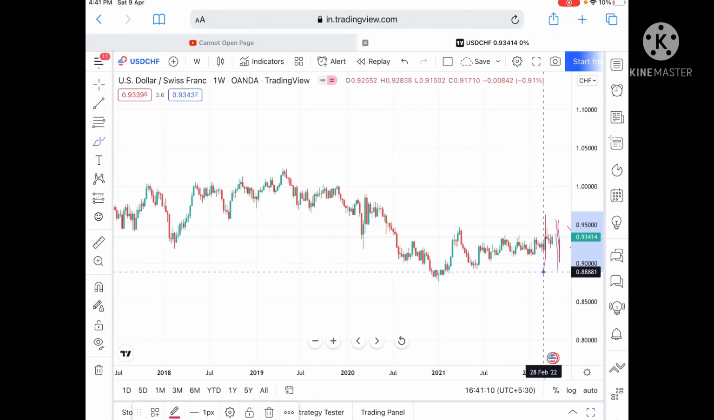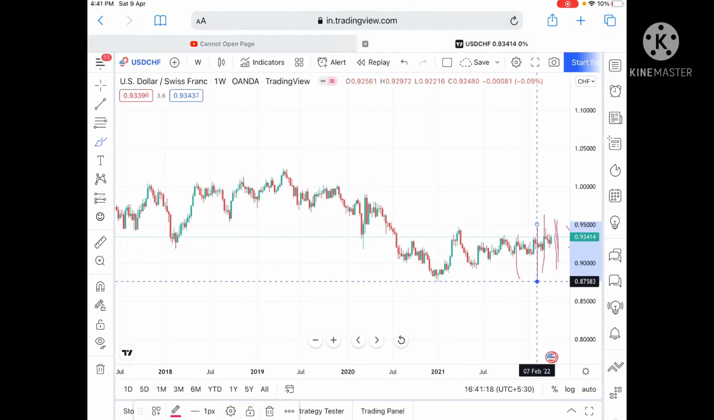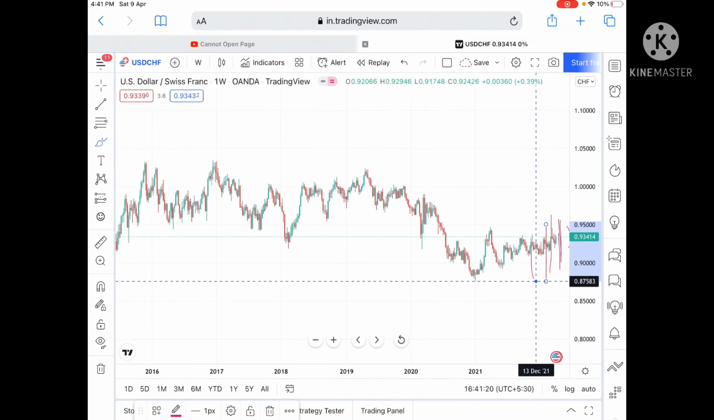Suppose the price goes below this level, then we can see a level of 0.88745, and from there we can see a level of 0.87993. Suppose the price goes below this level, then we can see a level of 0.87583, and then the price can go for a fall. Any doubt regarding this, you can mail me.